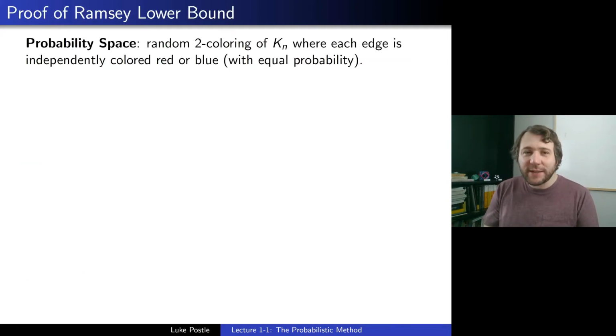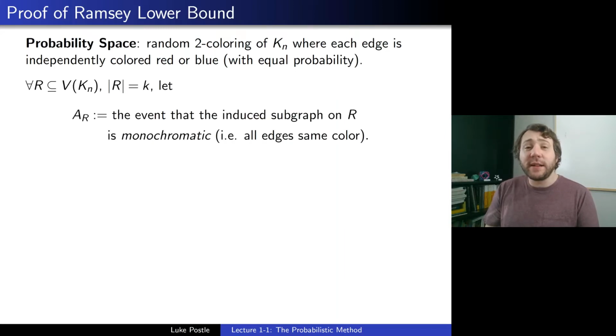So let's do that. So we will take a probability space. So here we'll take a random two-coloring of K_n, where each edge is independently colored red or blue with equal probability. So half and half. So that's our probability space, and then we'll define probability events. So those are sets of outcomes. So here, for every R that's a subset of K_n of size k, we'll let A_R be the event that the induced subgraph on R is monochromatic, i.e. all edges the same color, red or blue. So we have these events.